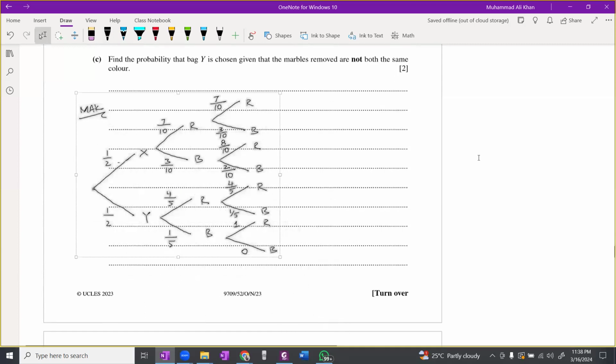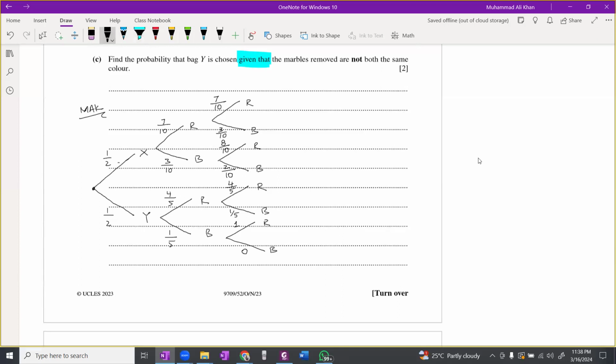In the C part, क्या कहा गया? Find the probability that bag Y is chosen given that आ गया जनाब. Given that के बाद जो भी लिखा हुआ होता है वो total events होते हैं. So now, given that the marbles removed are not both the same color.